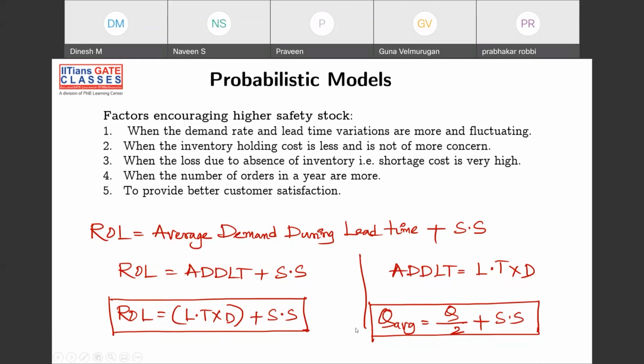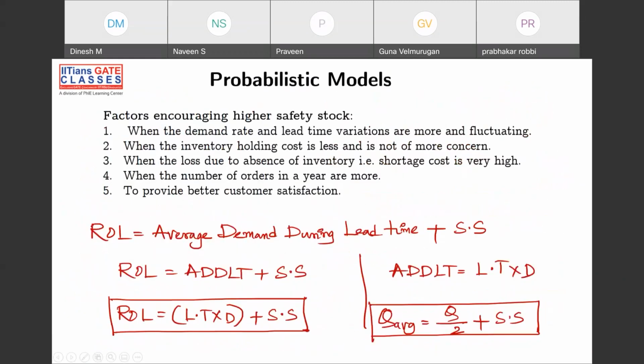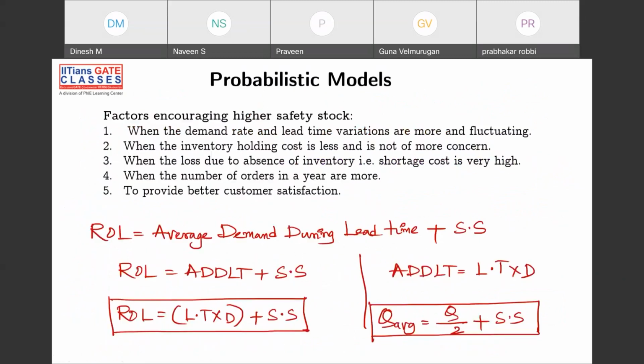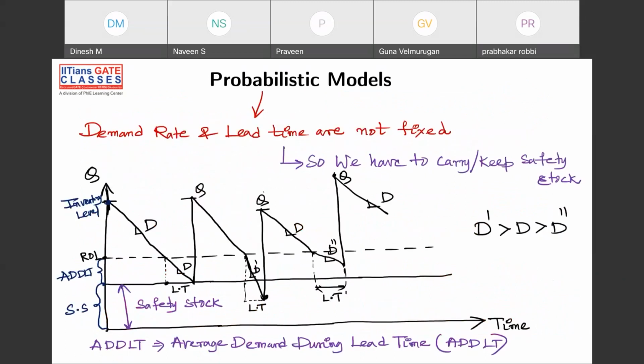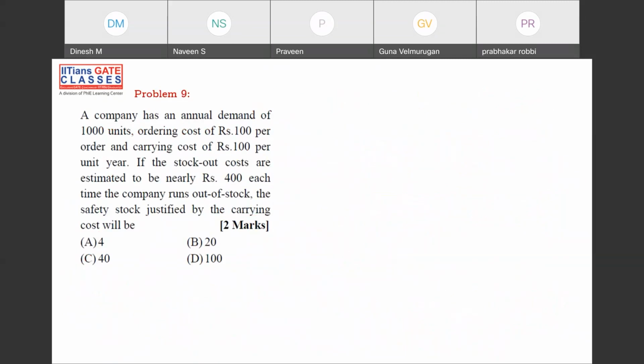Can you show me the last third slide from here? Is it this? This one? This one?